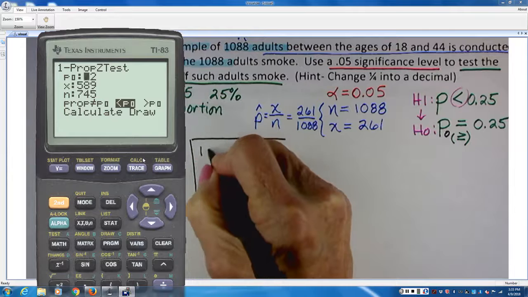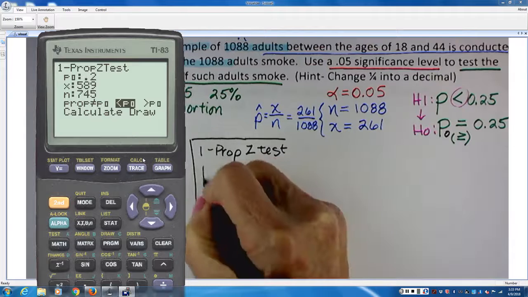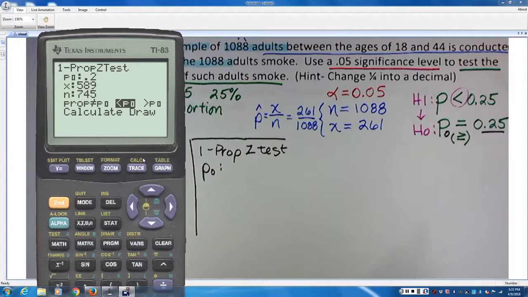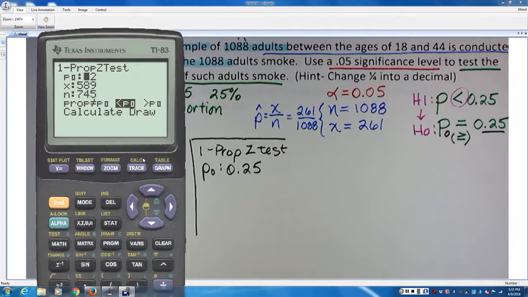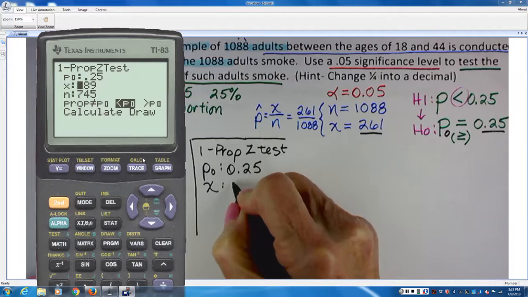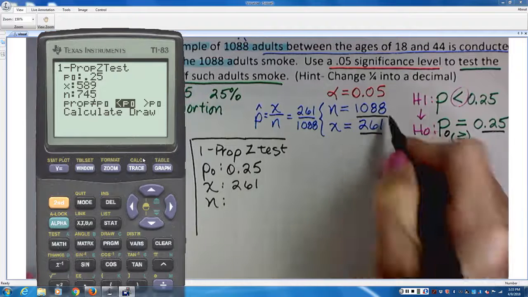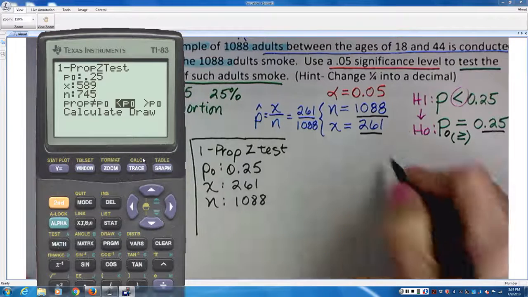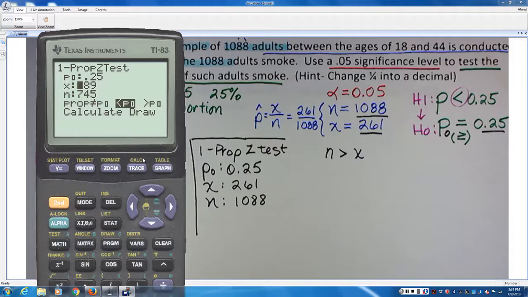So this is a 1 prop Z test, and P sub 0 is going to be 0.25. And the value of X is going to be 261. And the value of N is 1,088. And what you need to remember here is that N is always greater than X. N has to always be the bigger number, because that's the whole sample and X is part of that sample.